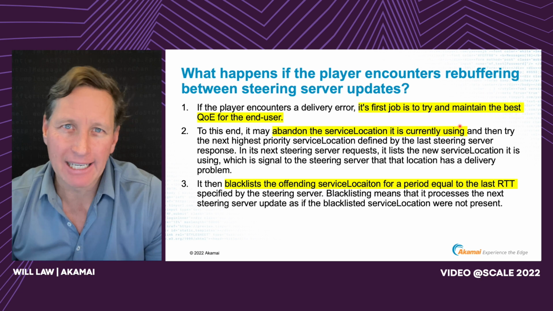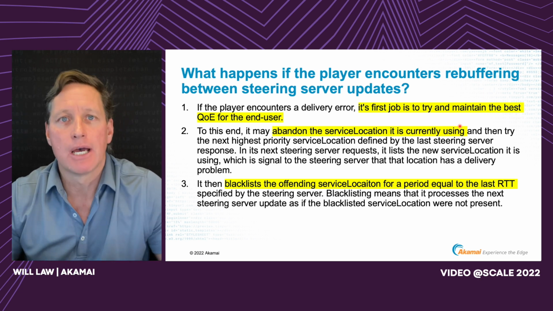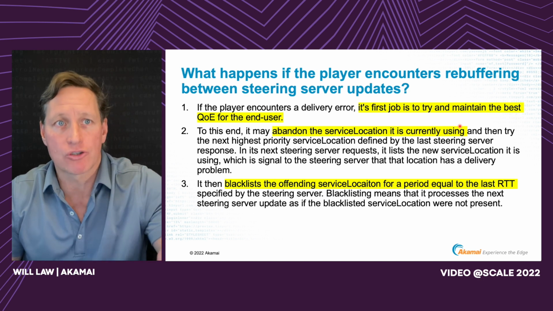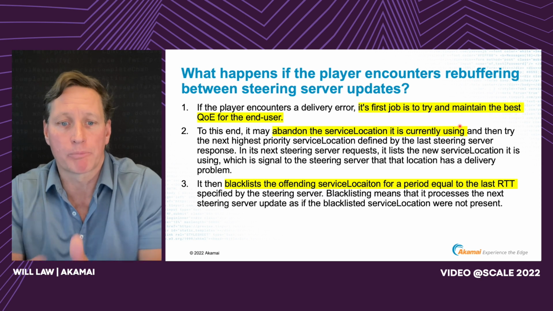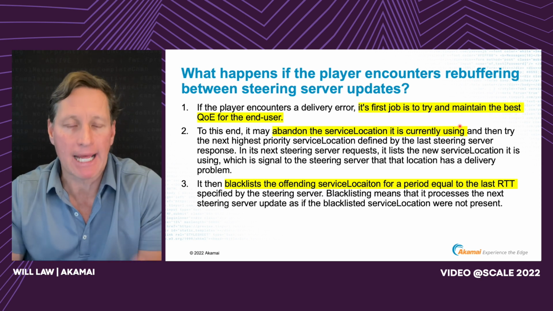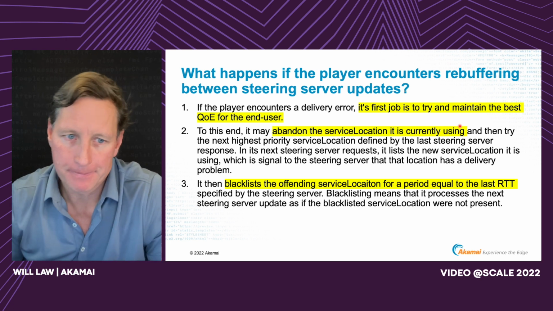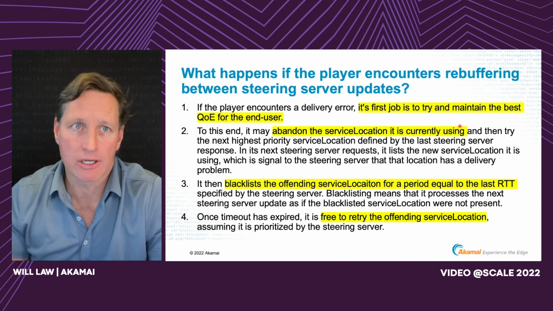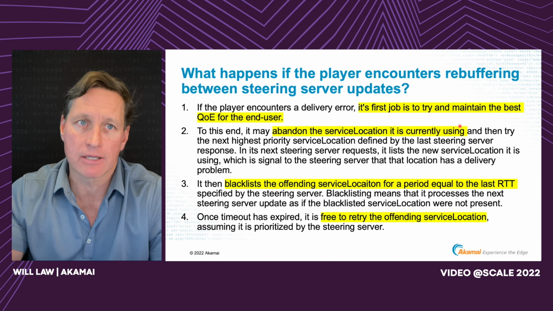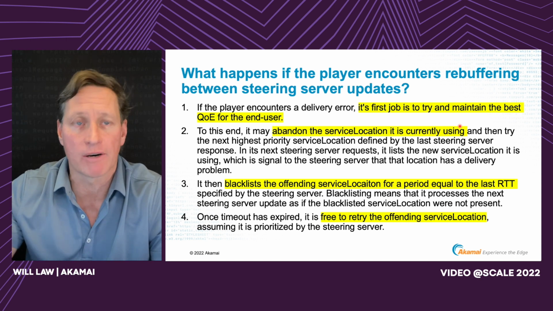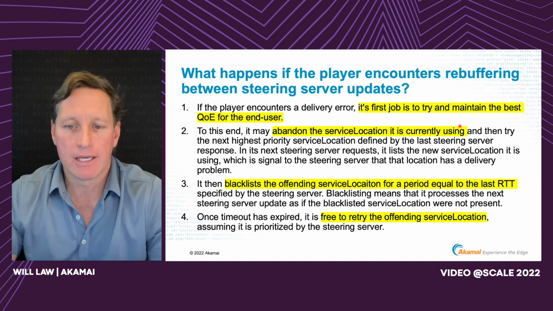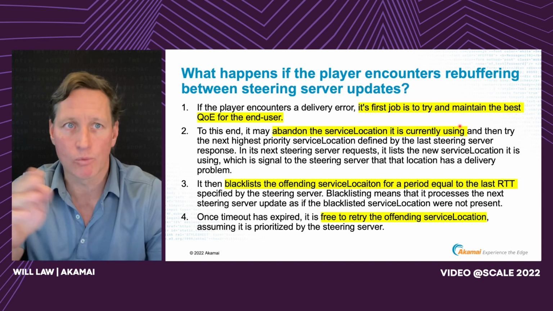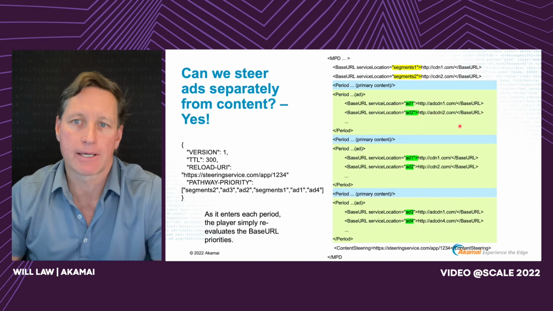The player also then blacklists the offending service location for a time period equal to the RTT of the steering server. Blacklisting means that if it gets another instruction to play from that CDN, it will process that list of arrays as if that blacklisted service location is not present. And once that timeout has expired, then it's free to try the offending service location again. Problems with CDNs are quite temporary. They might go away in 1 minute, 10 minutes, or half an hour. So we do want to retry at intervals if it is the preferred CDN. So the player's job is, again, do the best it can, and if necessary, work its way down that list on its own and autonomously.